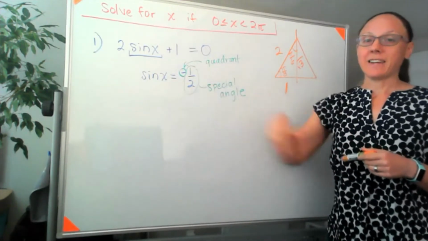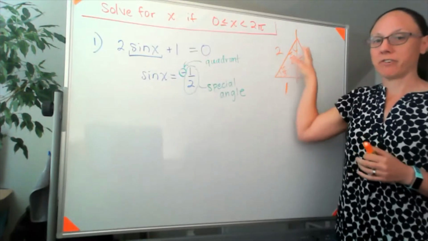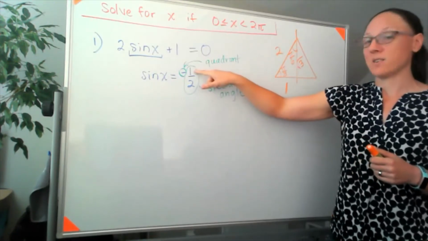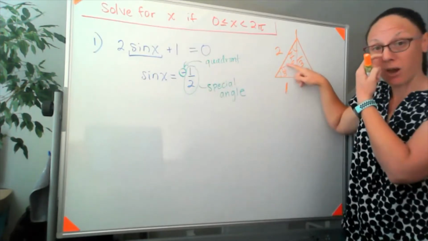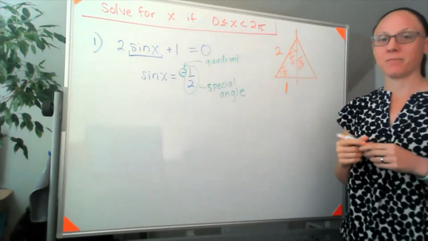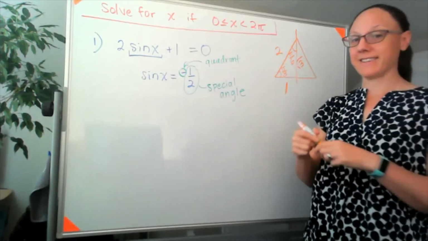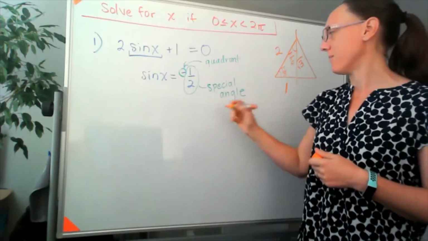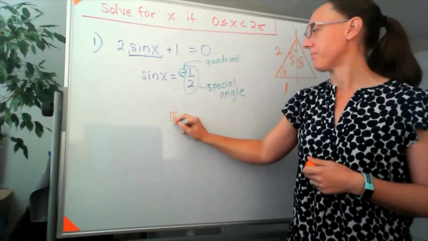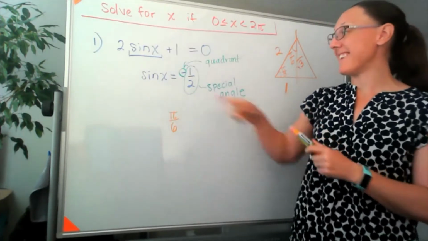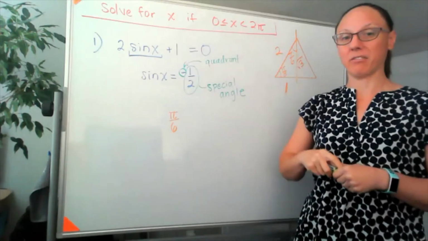So if I need sine to be equal to 1/2, I'm looking for the angle where the opposite side is 1 and the hypotenuse is 2. And the 1 is opposite of pi over 6. So I know that my reference angle is pi over 6, so I'm doing something with a pi over 6. But I need to take into account the fact that it's negative.